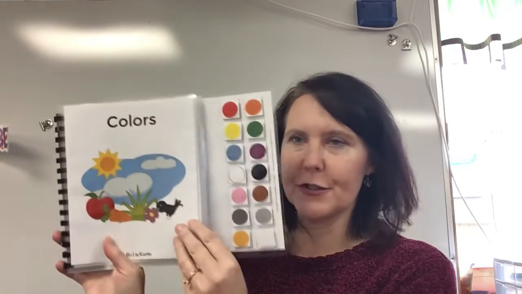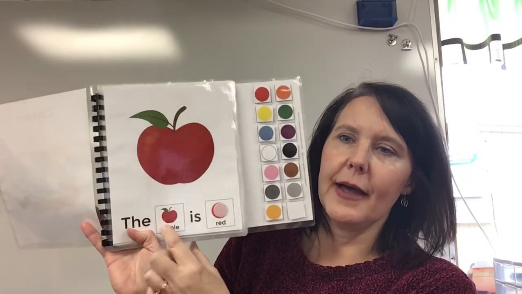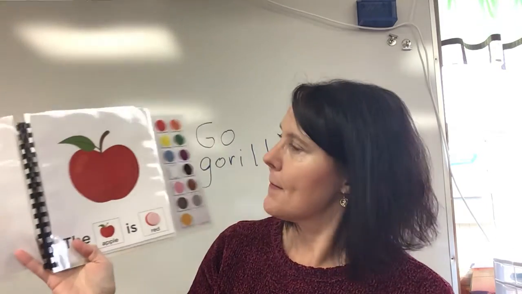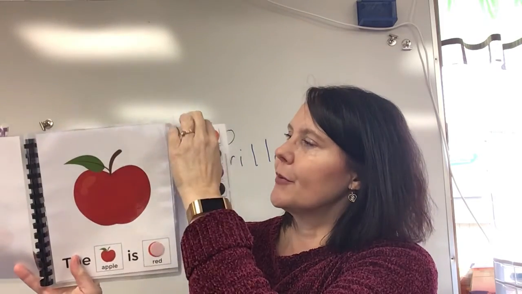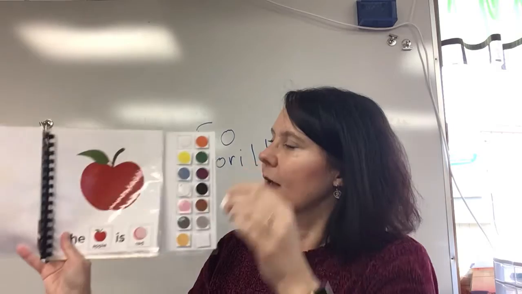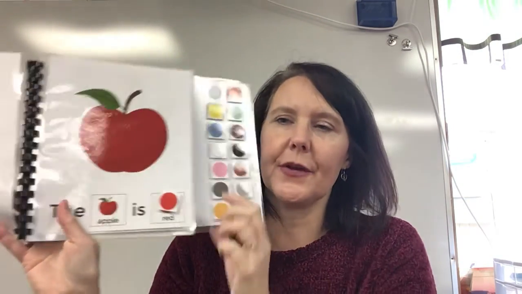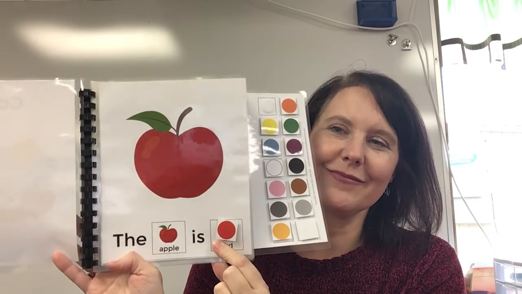I'll show you how we're going to do the book. We're going to open the first page, and it says the apple is, what color is the apple? It's red. So I'm going to pull off the red picture, and I'm going to put it right here. I put the color red right here next to my apple.